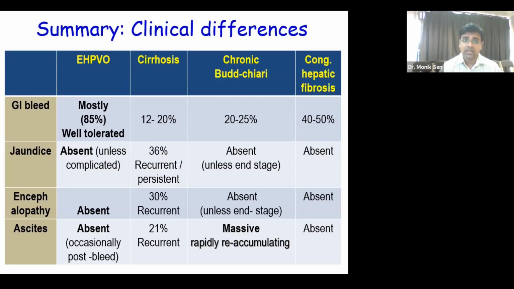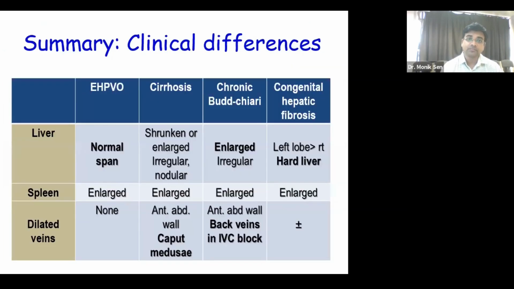Ascites, very, very important. EHPVO does not have ascites. Very rarely, in 15%, there may be a post-bleed ascites because of hypoalbuminemia, so much of blood loss. Cirrhotics, 20% have recurrent ascites, and a massively reaccumulating ascites, rapidly reaccumulating ascites in chronic Budd-Chiari syndrome. If you had to look at the liver, normal liver span in EHPVO, shrunken irregular nodular in cirrhosis, enlarged or irregular in Budd-Chiari, congenital hepatic fibrosis, differential hypertrophy, and hard liver examination.